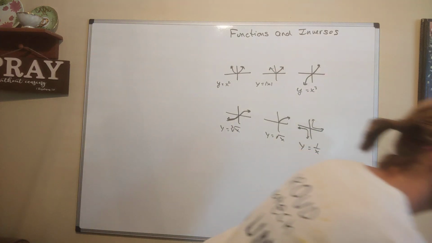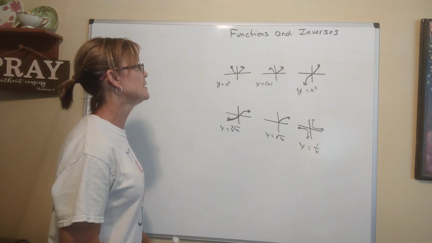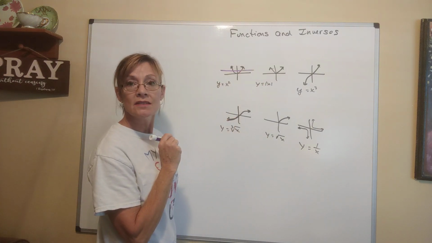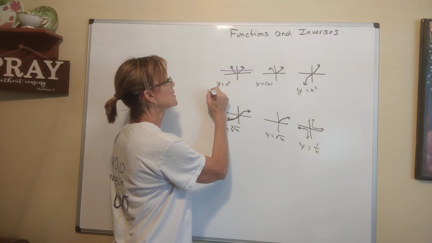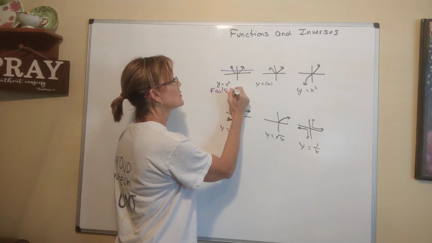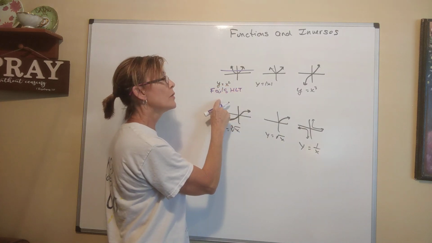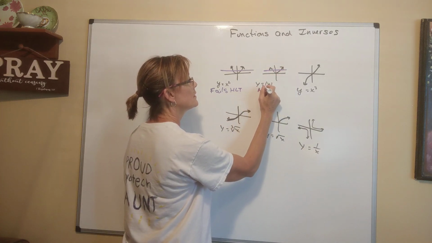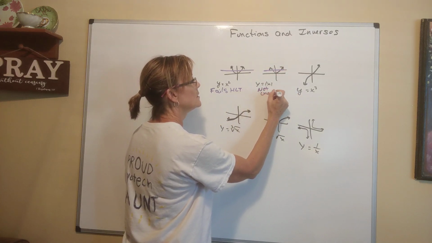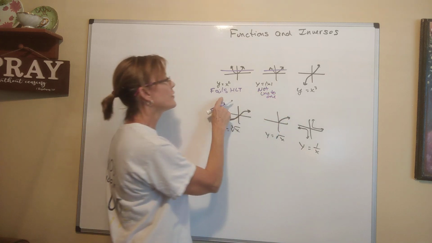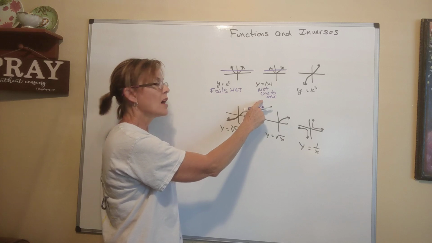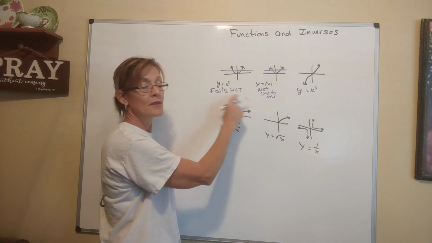So let's have a look. Let's just pass a horizontal line through this, and I would say this one is not one-to-one. This fails the horizontal line test, meaning there's no inverse. This is the absolute value function. Not one-to-one. So over here I wrote it fails the horizontal line test, and over here I wrote not one-to-one. Those basically mean the same thing.